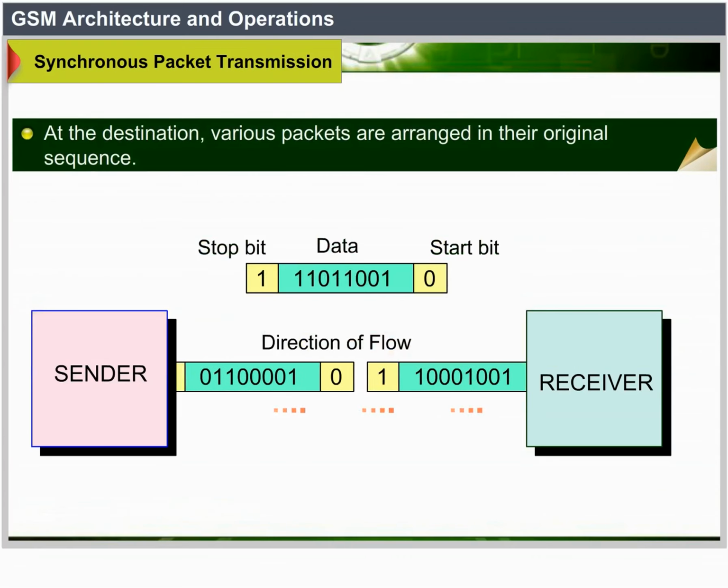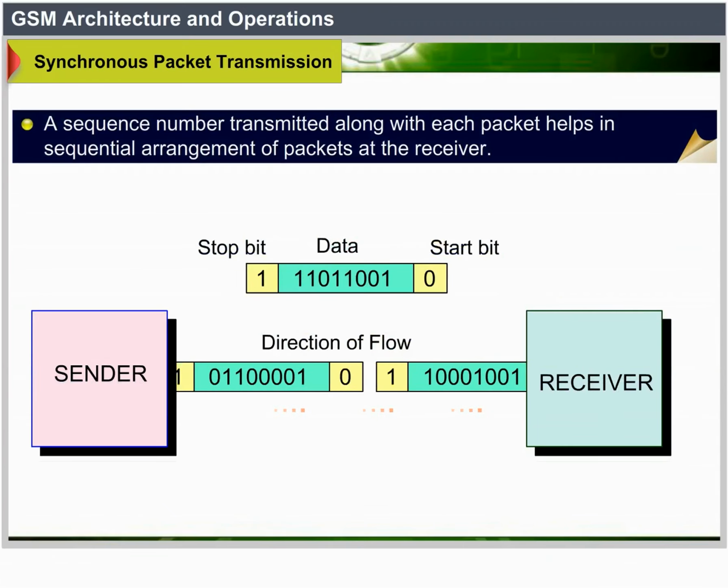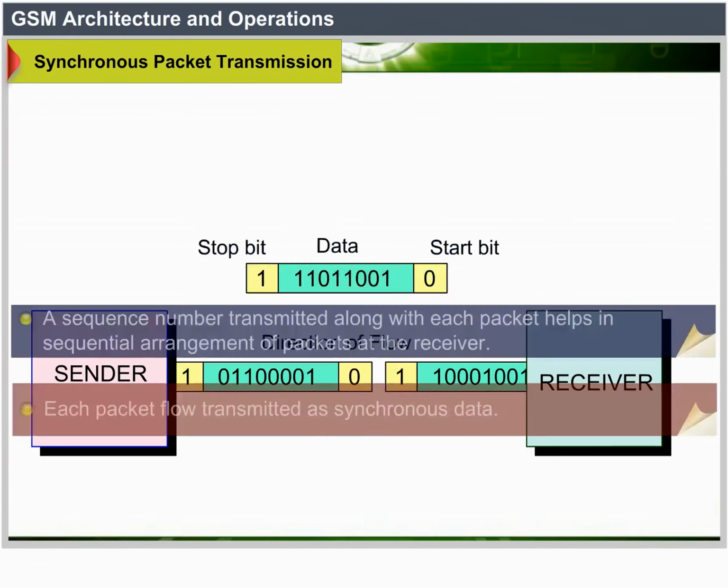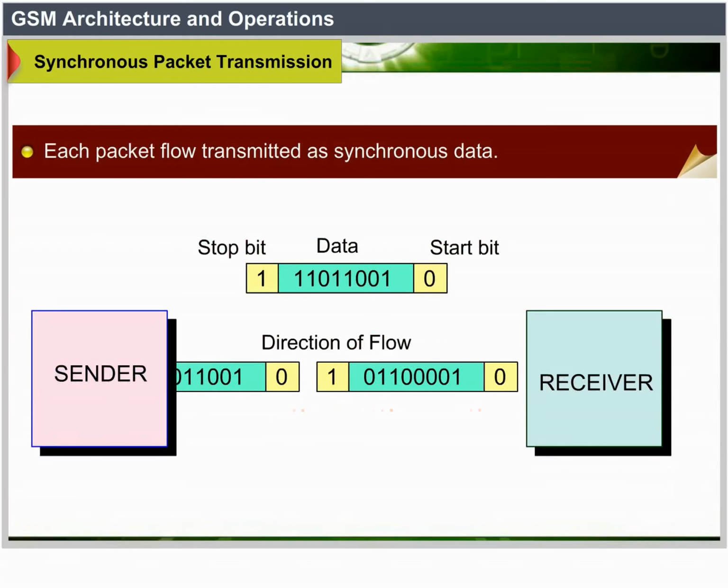At the destination, various packets are arranged in their original sequence. A sequence number transmitted along with each packet helps in sequential arrangement of packets at the receiver. Each packet flow is transmitted as synchronous data.